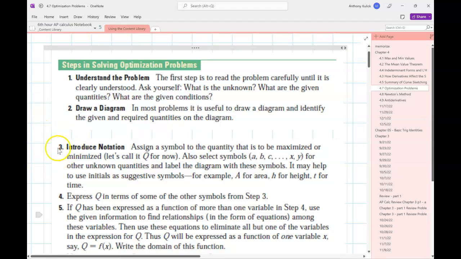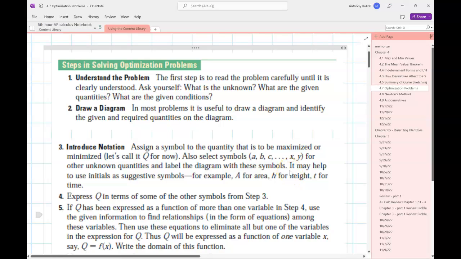Step 3 would be to introduce notation. First, we would assign a symbol to the quantity that's being maximized or minimized. For their purposes, they're going to call that Q. And then symbols like A, B, C, D, etc. for the other unknown quantities. And then label the diagram with these quantities.